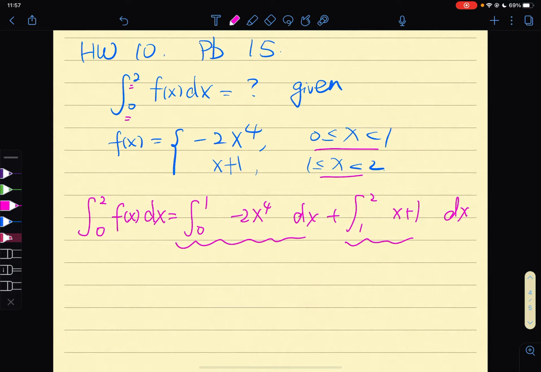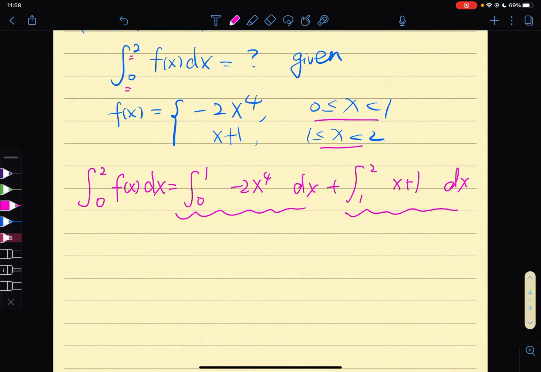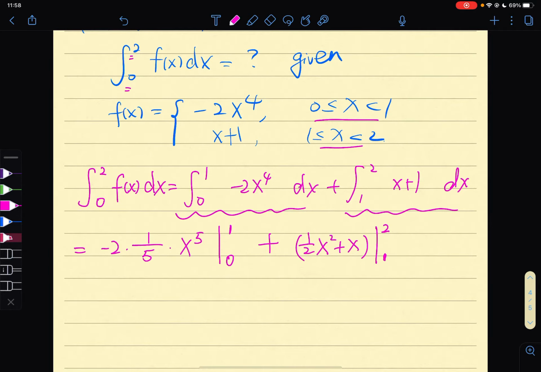Then for both pieces, you can use the fundamental theorem of calculus part 2 to find it. So you end up with -2 times 1 over 4 plus 1, hence 5, x to the 5, which is your antiderivative evaluated at 1 and 0. Find the difference. Also, it's 1/2 of x squared plus x evaluated at 2 and 1. Find the difference.